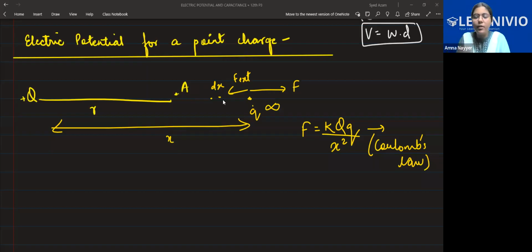We don't have an electric field. We don't have anything else. So Coulomb's law was the best. But this force is the internal force. Coulomb's law gives the internal force between the two charges that acts at the center.